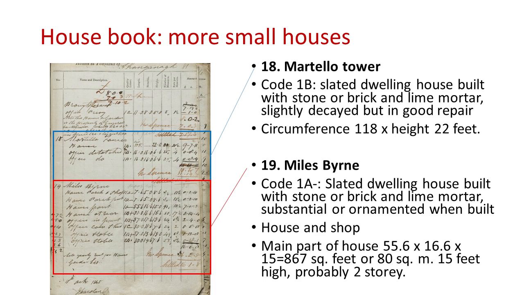And then you have this other person called Myles Byrne, whose code is 1A-, slated dwelling house again. 1A- would have been a house that was either substantial or ornamented when it was built. And it is described in this book as a house and shop. And the main part of the house was 55 feet by 16 feet by 15, so it's a two-storey house. And it's measuring 80 square metres, which is a good-sized house.